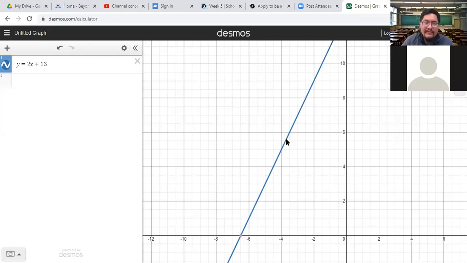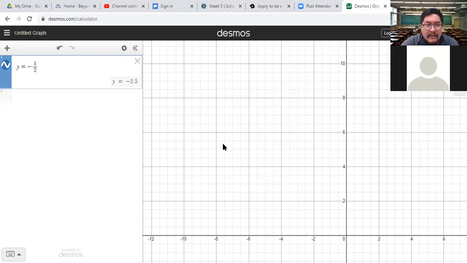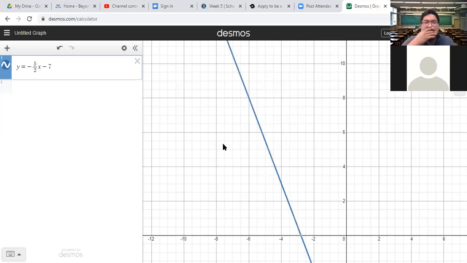So we know that this one is a working line that will get us through those 2 points of negative 6, 1 and negative 3, 7. Let's go and do the other one. So in this case here, I'm going to have to plug it in using the, I think we said it was negative 5 over 2 x minus 7. And the 2 points it gave us were negative 2, 2.